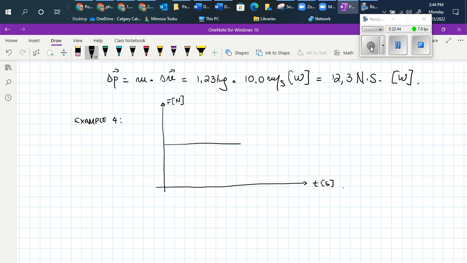So you will have a positive 12.3 newtons, and then this is constant up to, let's say, 3.50 seconds. So now the area, we said that the area under the graph, which is this area here, will be the change of momentum or the impulse. Now, when we are doing that, area equals the change of momentum.